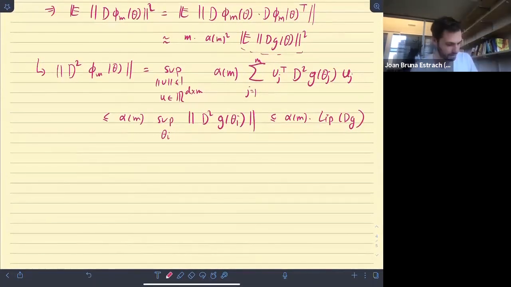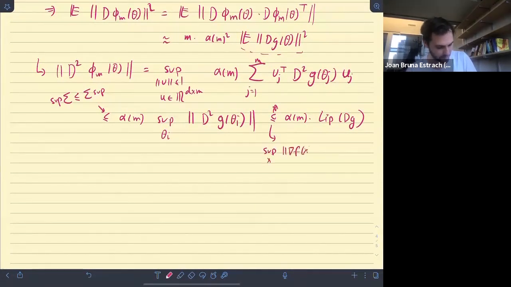This is just because the sup of the sum is smaller than the sum of sup, and this is because in a function, the sup over x of the gradient of f of x is by definition the Lipschitz constant of f. Okay.